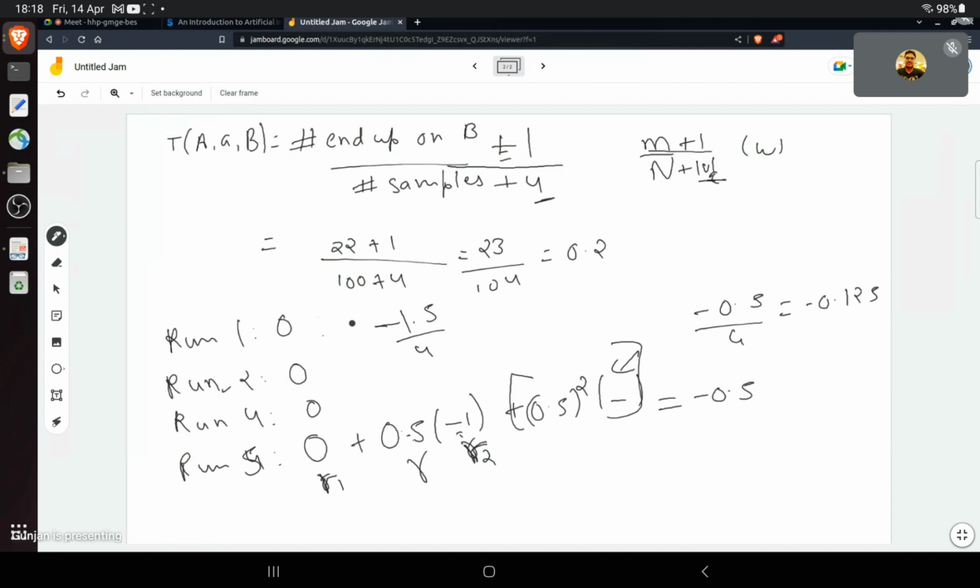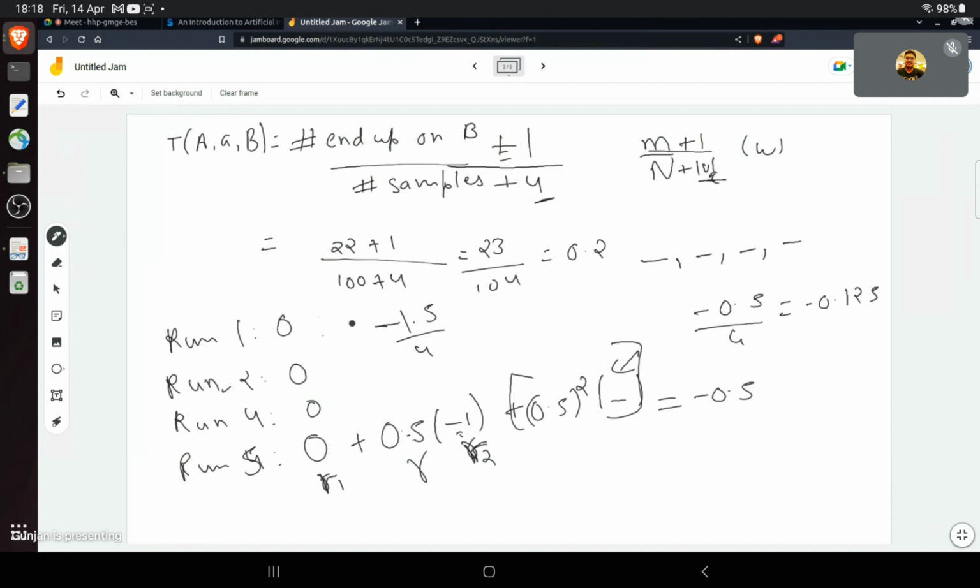Essentially, what you have to do is get the total instances of rewards that you can get, and then take the average of the total. So it's like calculating expectation, or calculating the average over the total runs that you had.